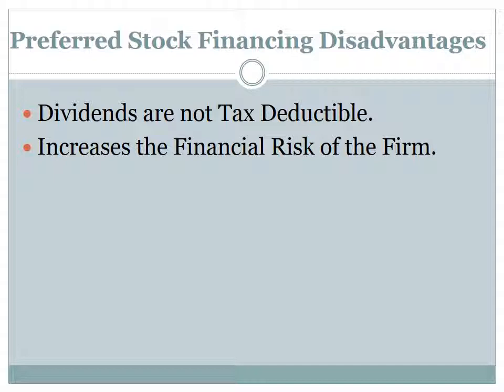Another disadvantage, though, is that it does increase the financial risk of the firm, particularly from the stockholder perspective, because they're paid last. The bondholders get their interest first, then the preferred stockholders are paid their dividends, and then if the money's available, your common stockholders get their dividends. So it does increase the financial risk for the stockholder.